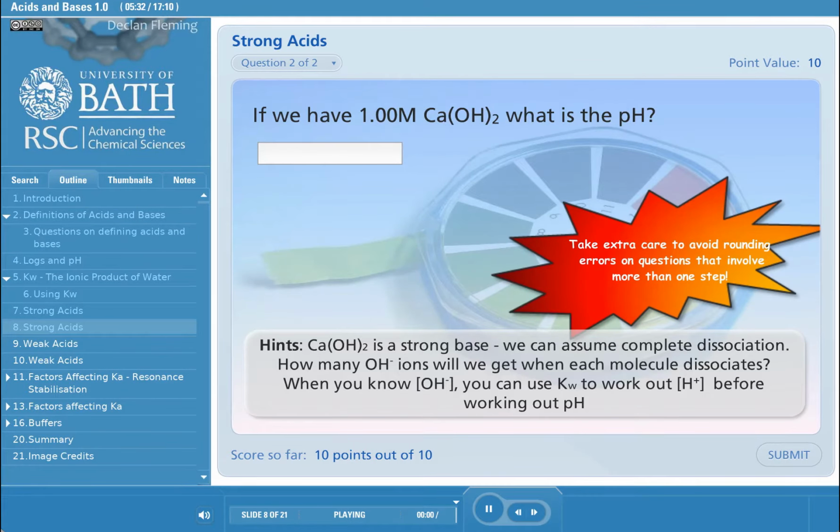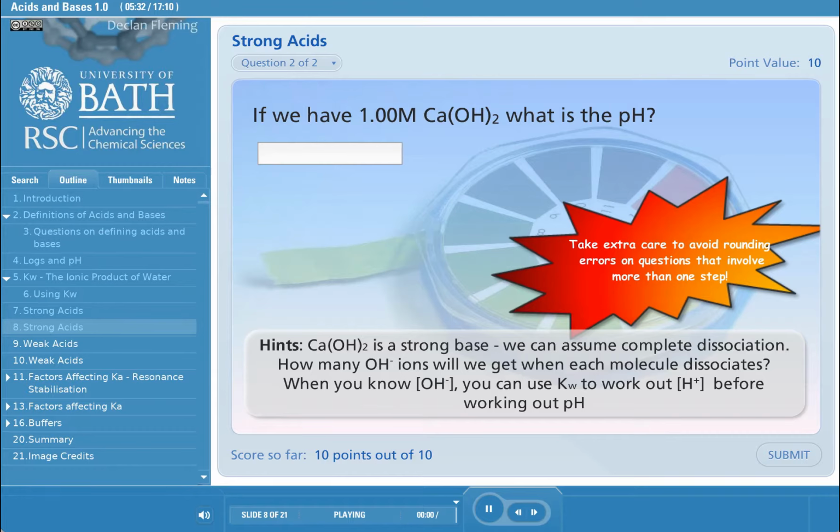This question is a little bit trickier and is the first to require more than one step in your calculation. Calcium hydroxide is a strong base, so you can assume complete dissociation, but how many moles of hydroxide ions will you get from 1 mole of calcium hydroxide?